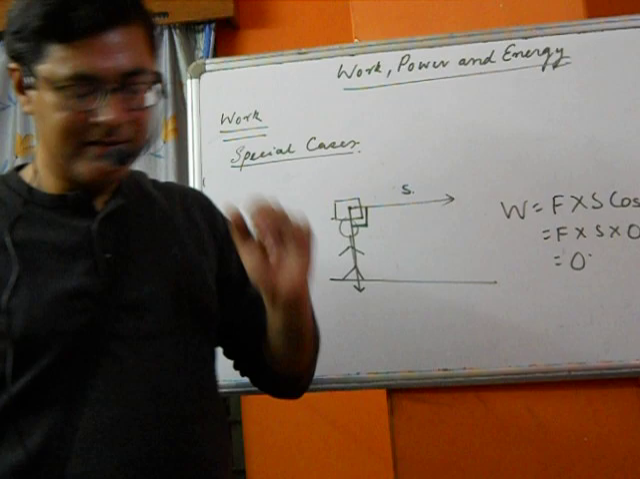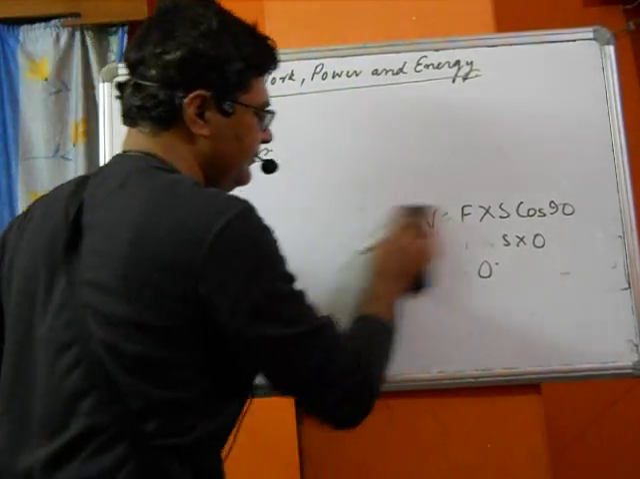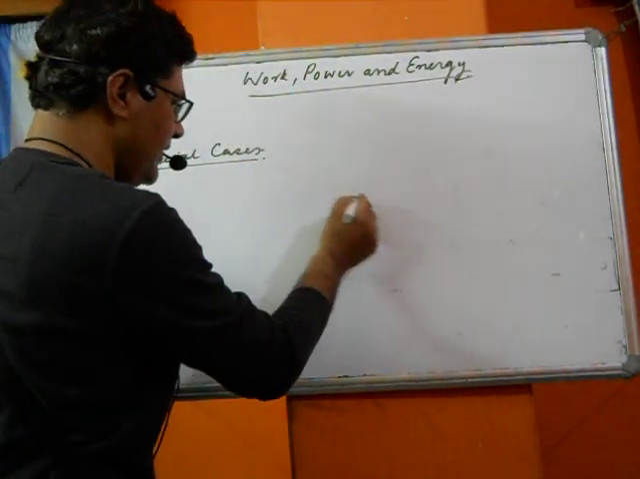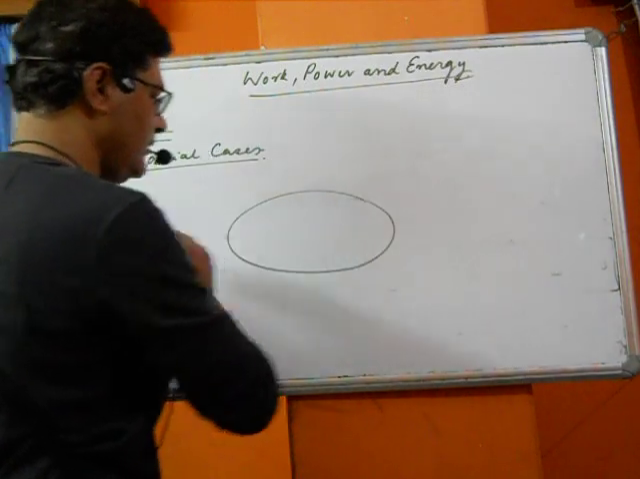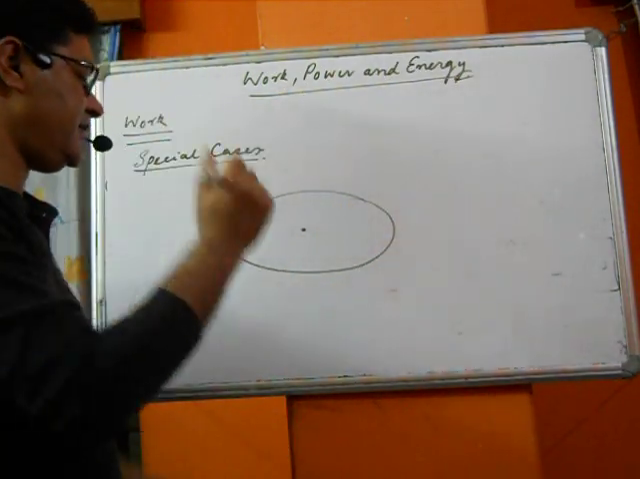Got it? Similarly, whenever an object is moving in a circular path, suppose an object is moving in a circular path. I took a string, tied a stone, and I'm rotating it. Right?